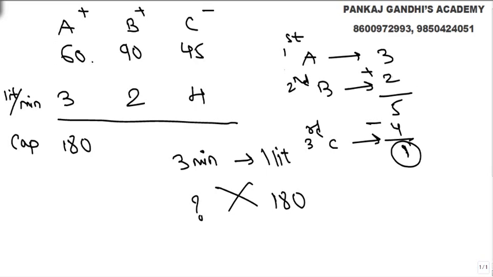Simply, the question is, A alone in 60 minutes full time, B alone in 90 minutes full time, C alone in 45 minutes full time. Let's say the capacity is 180. Per minute A fills 3, per minute B fills 2, per minute C empties 4. First minute A fills 3, second minute B fills 2, that's 5. Third minute C empties 4. So in 3 minutes the tank gets 1 liter inside. In how many minutes for 180 liters?